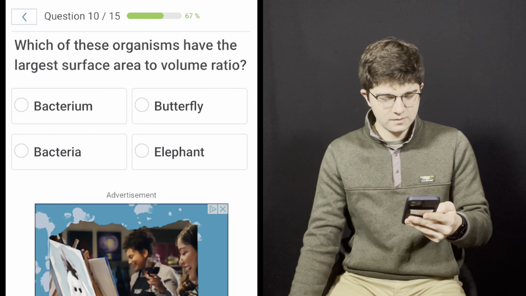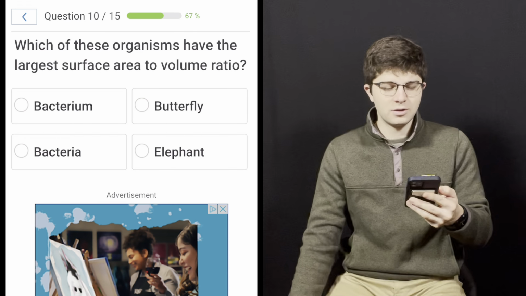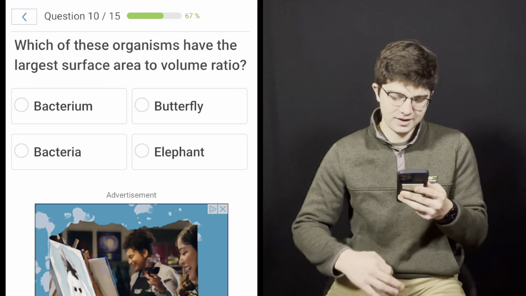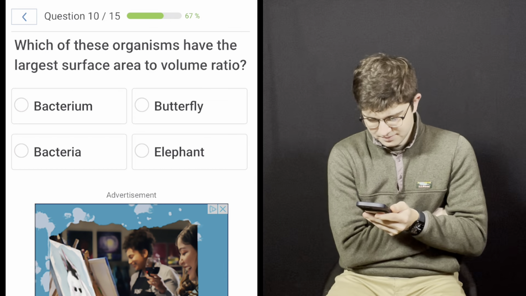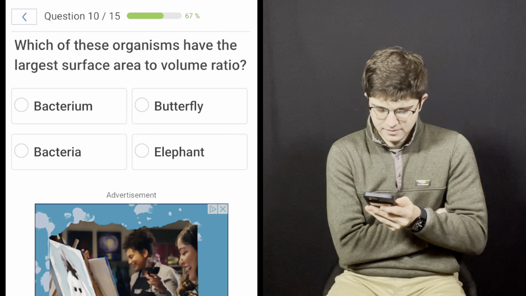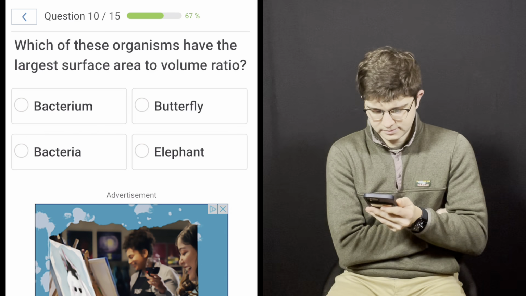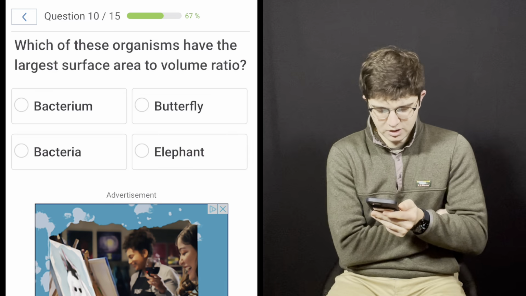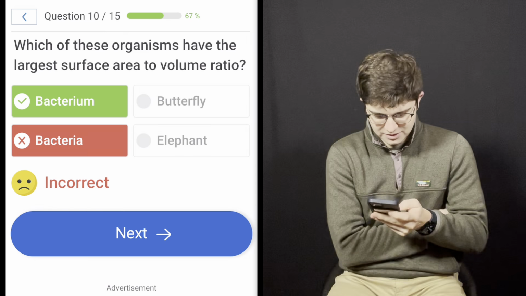Question number 10. Which of these organisms has the largest surface area to volume ratio? A bacterium, butterfly, bacteria, or elephant? It's going to be bacteria. I'm going to go with bacteria. It's bacterium, you know. That's the answer.